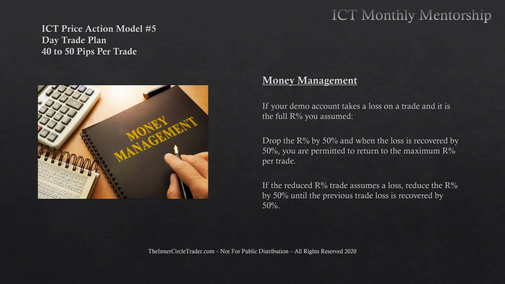So it's not requiring you to go, if I lose 100, I got to make 100 before I can go back to trading the same size. If you know what you're doing with these models and the core content and you're very disciplined, you only need to get back 50% of what you took as a loss, then start working towards trimming back that drawdown. If the reduced R% trade assumes a loss, reduce the R% by 50% until the previous trade loss is recovered by 50%.